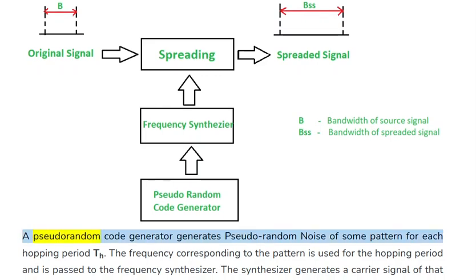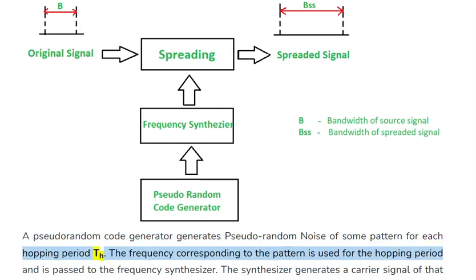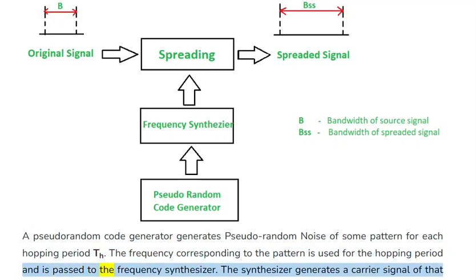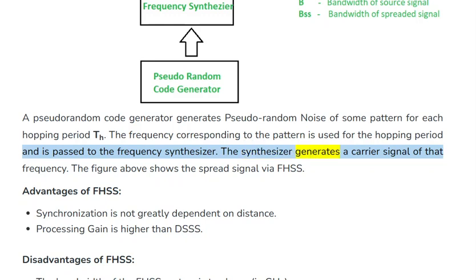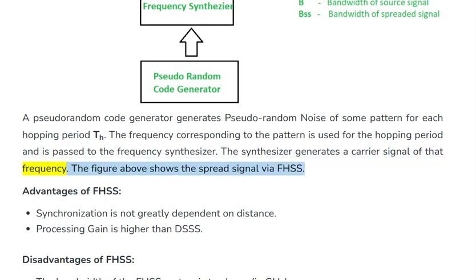A pseudorandom code generator generates pseudorandom noise of some pattern for each hopping period. The frequency corresponding to the pattern is used for the hopping period and is passed to the frequency synthesizer. The synthesizer generates a carrier signal of that frequency. The figure above shows the spread signal via FHSS.